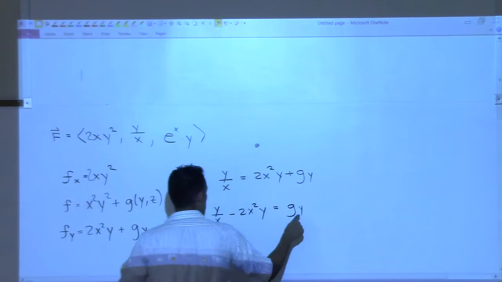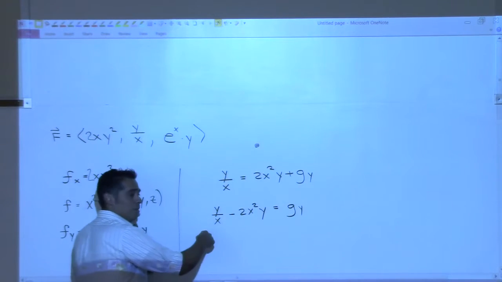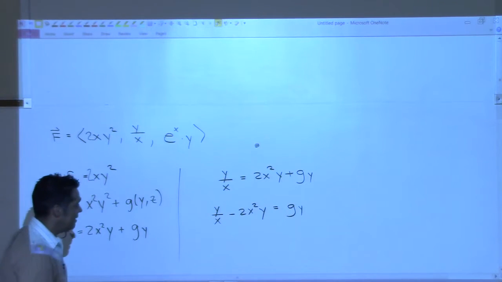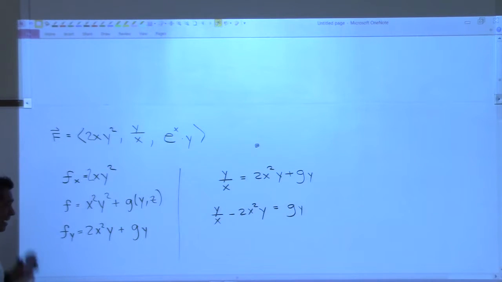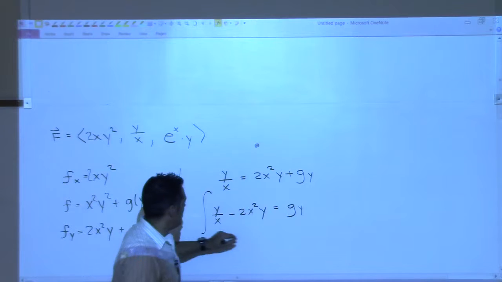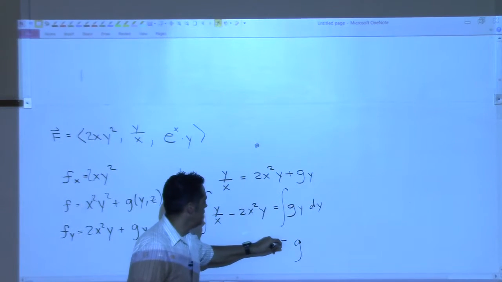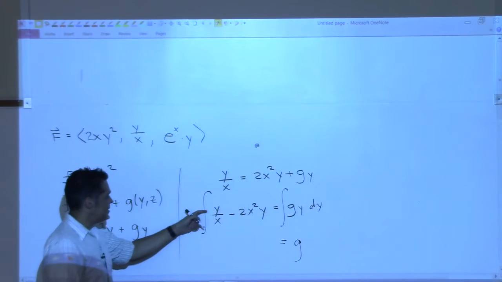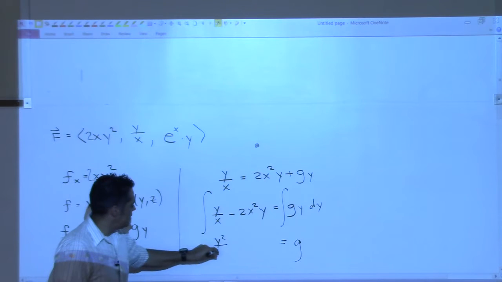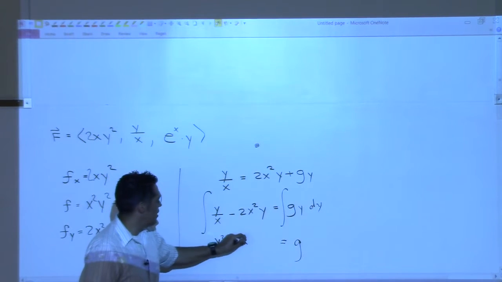So what I'm supposed to be able to do here is integrate this with respect to y and this with respect to y. Right? Okay, can we do that? We can actually, can't we? What's the antiderivative of that with respect to y? So this is g. This one is y squared over 2x minus x squared y squared.